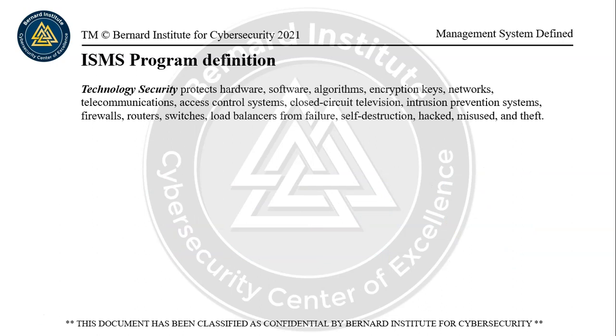Next up at bat is technology security. Now, technology security is different than information security. With information security, we're concerned with information. Technology security protects hardware, software, algorithms, encryption keys, networks, telecommunications, access control systems, closed circuit television, intrusion prevention systems, firewalls, routers, switches, and load balancers from failure, self-destruction, from being hacked, misused, and theft.